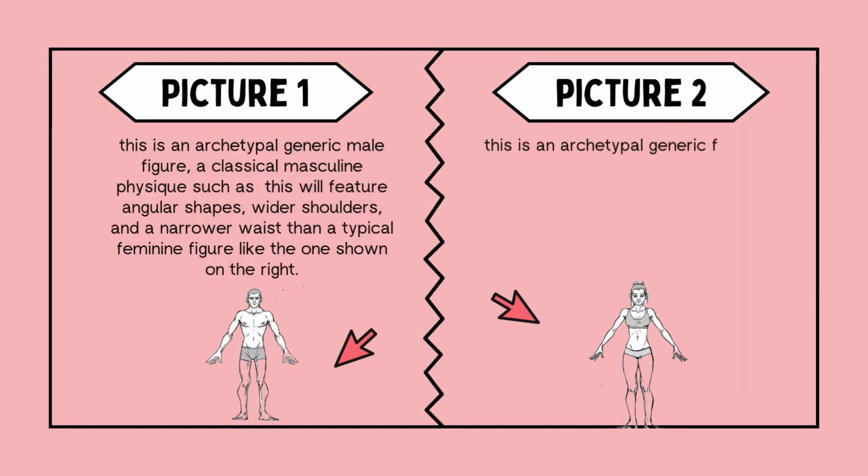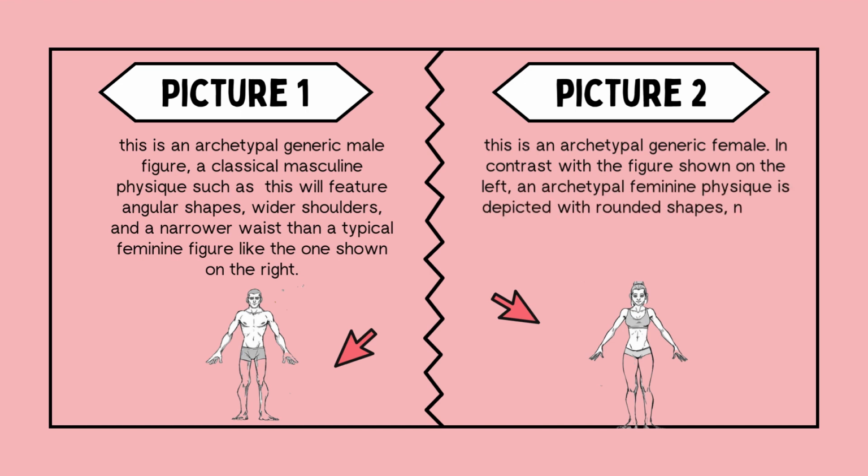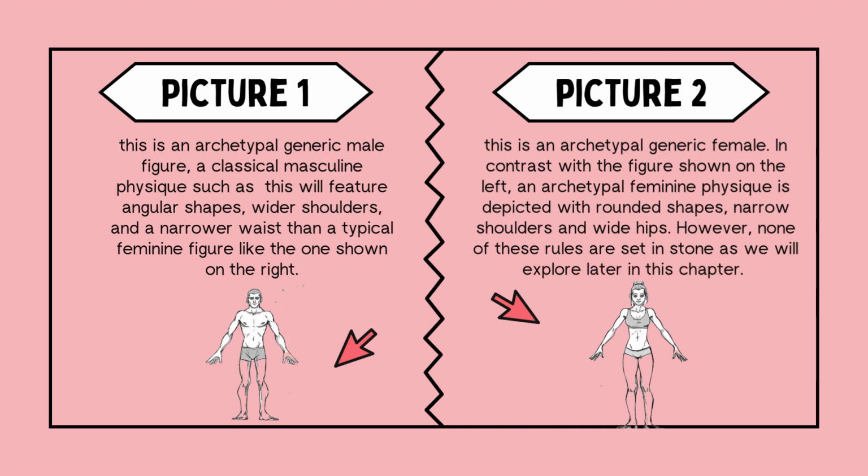This is an archetypal generic female, in contrast with the figure shown on the left. An archetypal feminine physique is depicted with rounded shapes, narrow shoulders, and wide hips. However, none of these rules are set in stone, as we will explore later in this chapter.